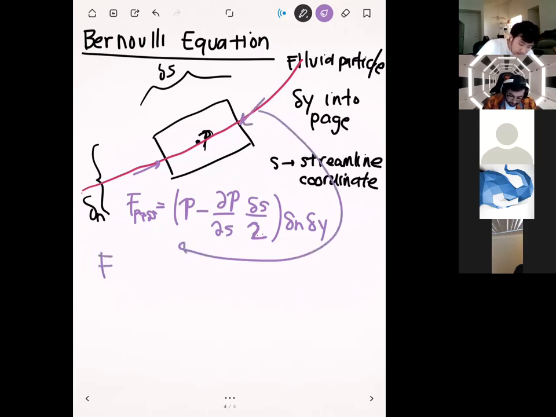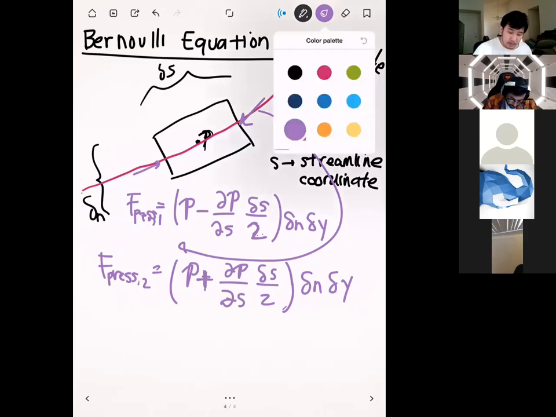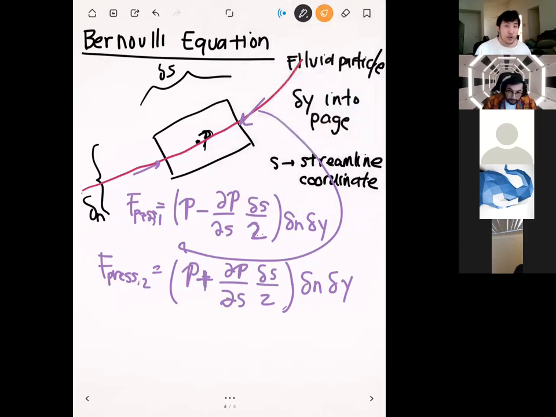Then the pressure on the other side, we'll call this F press 1, we'll call this F press 2. This is going to have a similar expression, so we're going to have P minus dP ds times delta S divided by 2 times delta N delta Y. Oh, plus, sorry, because that's on the other side. And so those are the two forces that are acting in that direction. Those are the pressure forces.